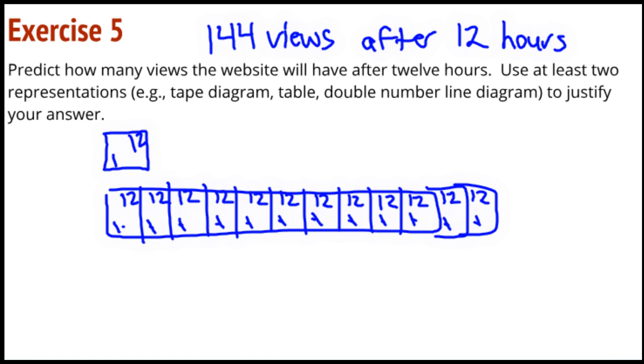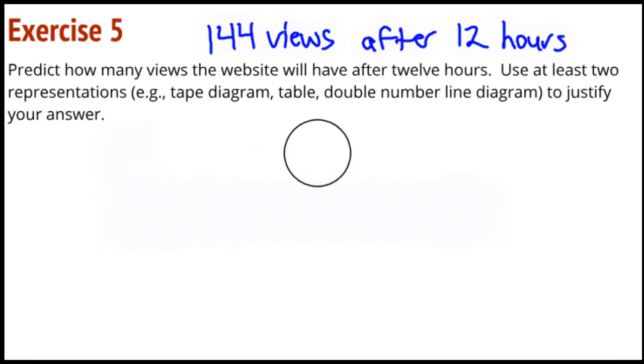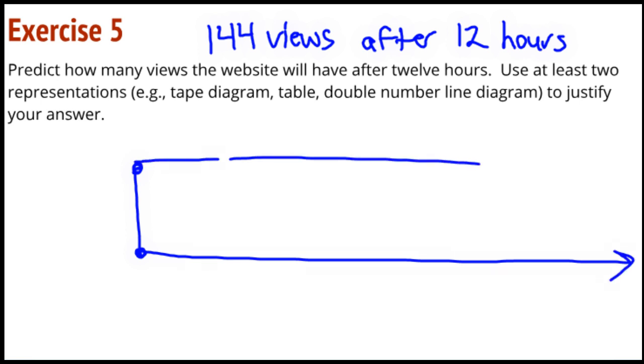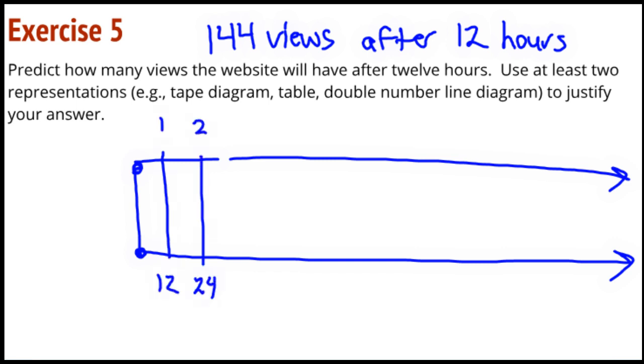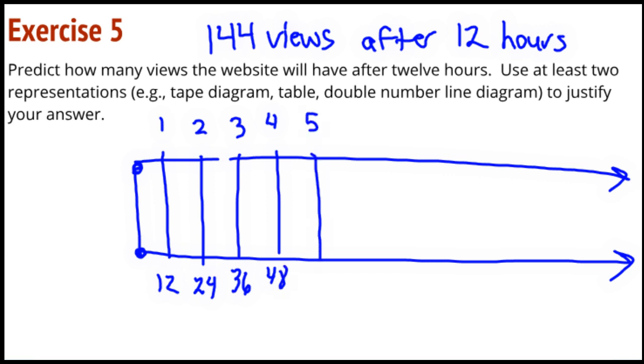If I wanted to use a double number line, and this isn't a great question for double number line, but not a bad one to do double number lines with. One hour, 12 views. 2 hours, 24. 3, 36. 4, 48. 5, 60. 6, 72. I could always count by multiples of 2 instead of ones.